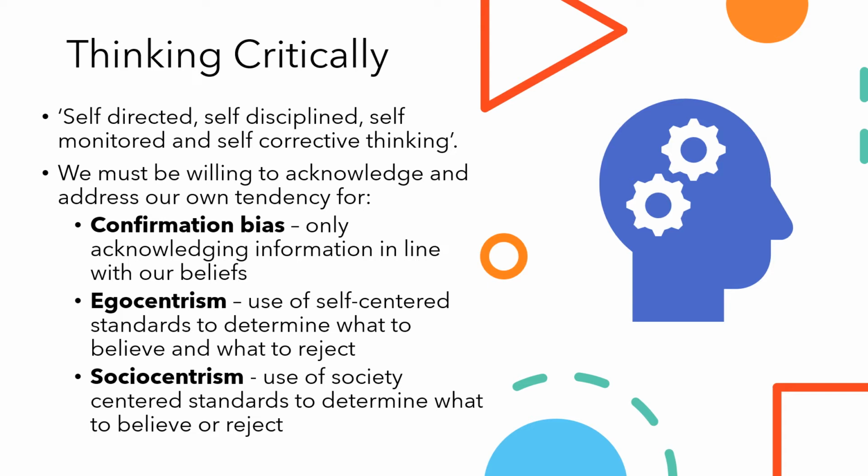Next, egocentrism and sociocentrism are concepts related to confirmation bias. Egocentrism is the use of self-centered standards to determine what to believe and what to reject. Similarly, sociocentrism involves the use of society-centered standards to determine what to believe or what to reject. So one is about ourselves, that's our egocentrism, and one is about society, that's our sociocentrism. Both ways of thinking can create an us versus them viewpoint or relationship, which could undermine your credibility and push readers away who do not share your same viewpoint. So you have to be very, very careful about those two.